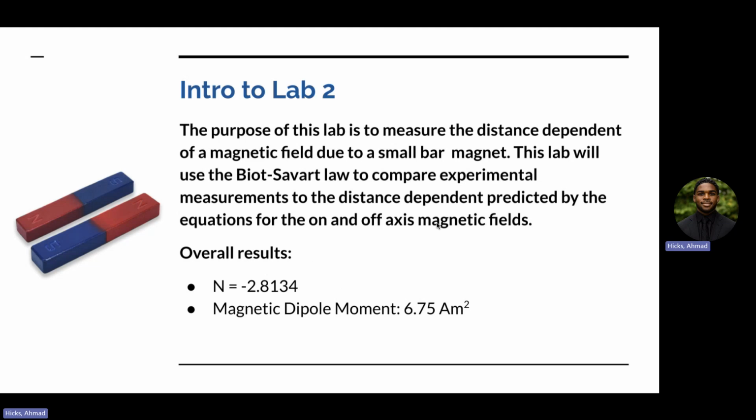To dive into the results found by the experimentation, we found n to be negative 2.8134, which is also relevant to the slope. And then the magnetic dipole moment was found to be 6.75 amp meters squared.